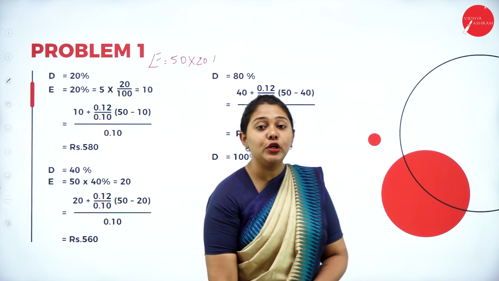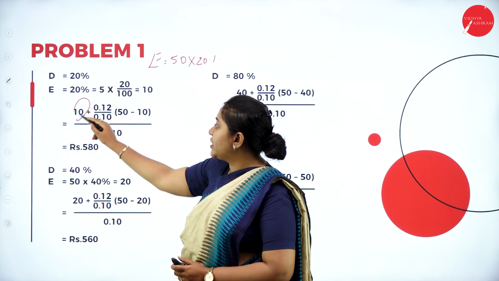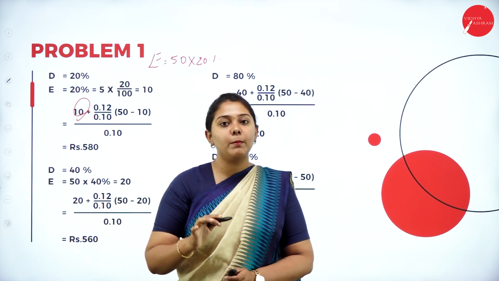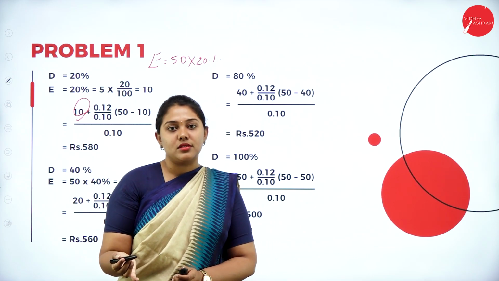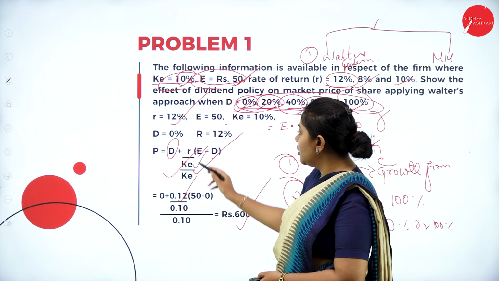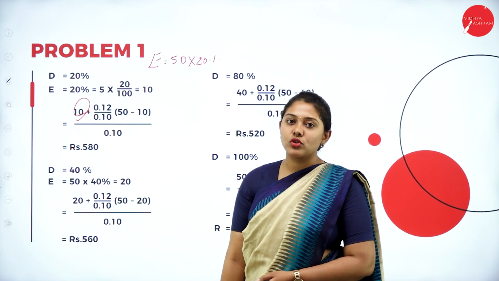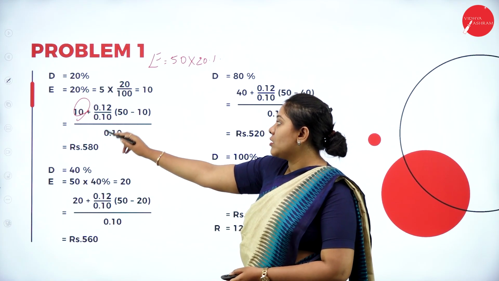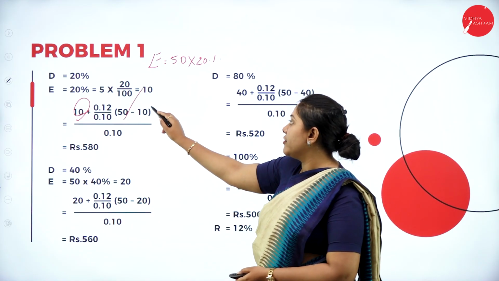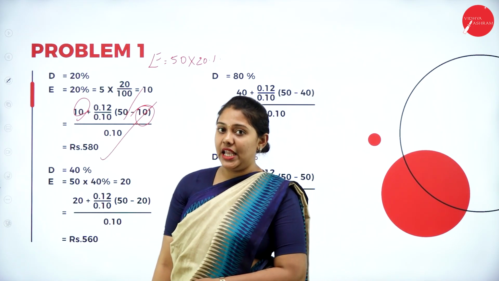So 50 into 20%, it is 10 rupees. Dividend is 10 rupees. So we are calculating what? When the return is 12%, the dividend is 20%. We are calculating that dividend. Next, as per your formula, return is 12%, 0.12 divided by your cost of equity 0.10, whole divided by 0.10. Earnings is 50 minus dividend is 10 rupees. So if you substitute the value, you get the answer 580.